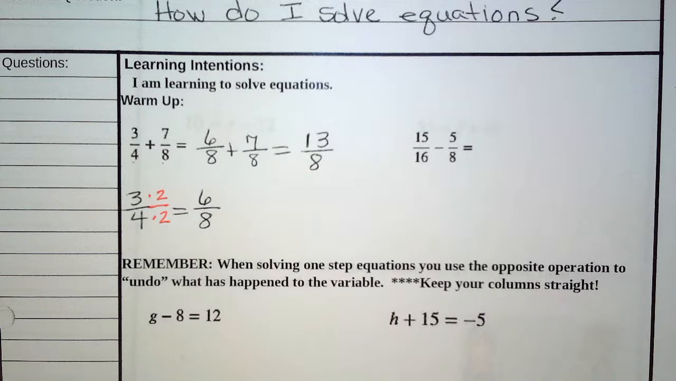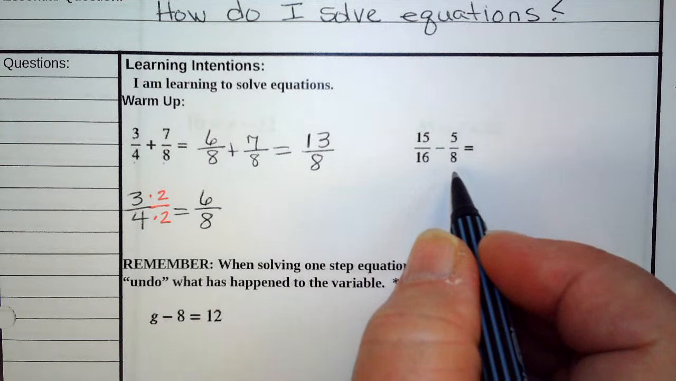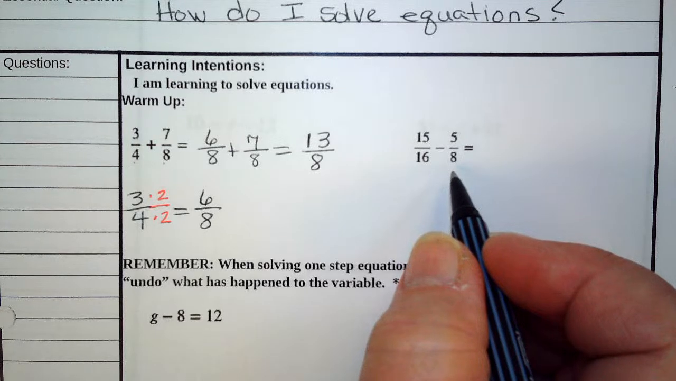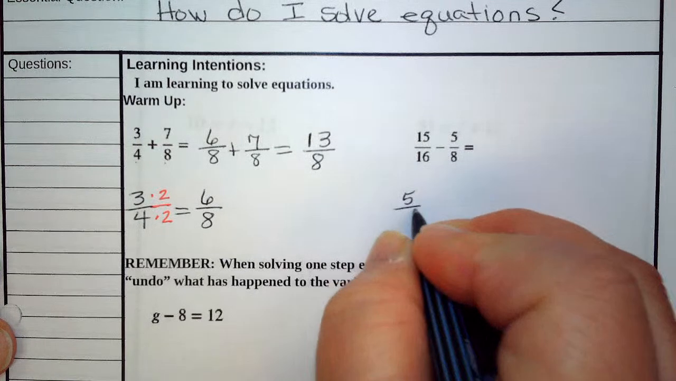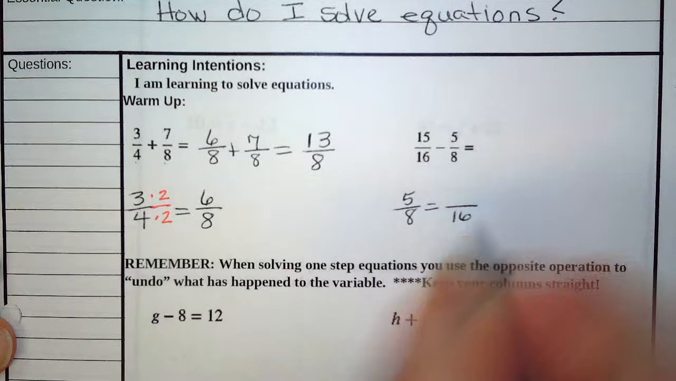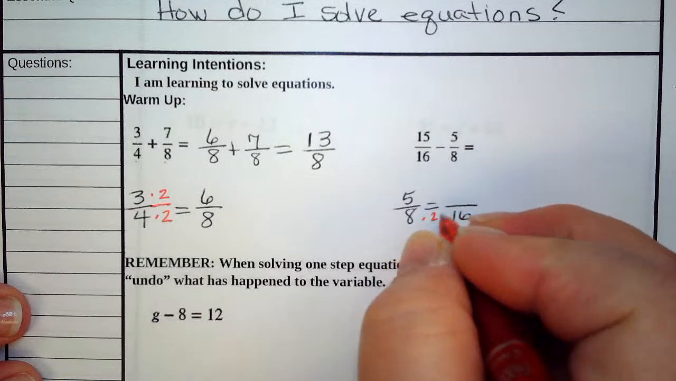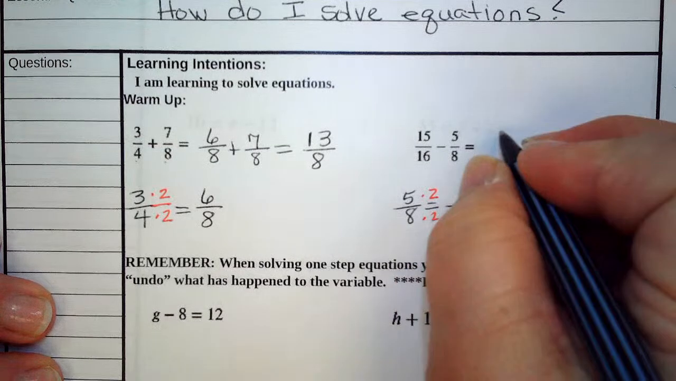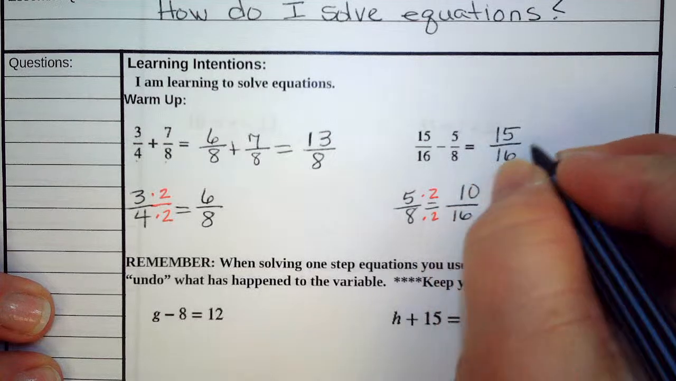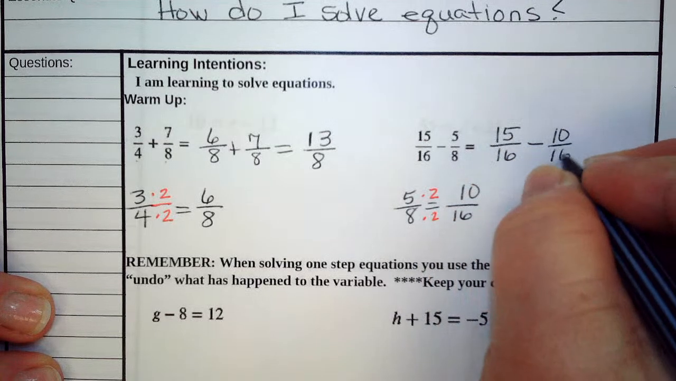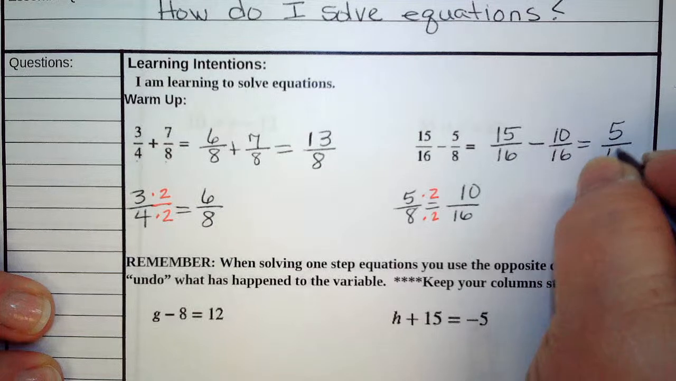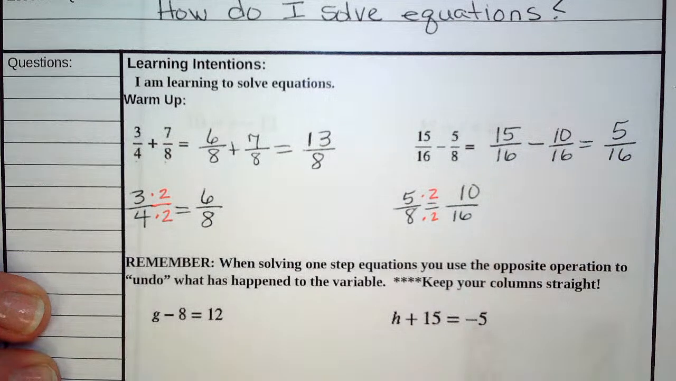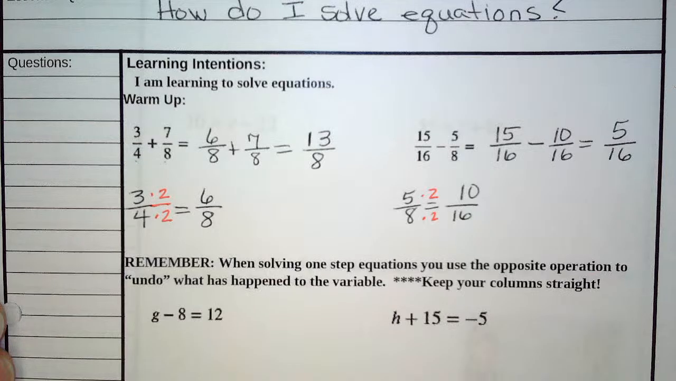What about the next one? Well, I know that 8 times 2 is 16, so I can easily change 5 over 8 into 10 over 16 by multiplying top and bottom by 2. 5 over 8 is equal to 10 over 16. 15 over 16 minus 10 over 16 leaves me with 5 over 16. 15 minus 10 is 5. Your denominator does not change.